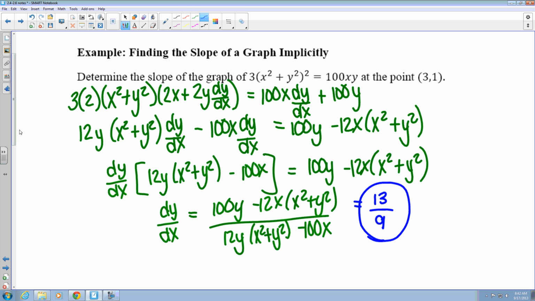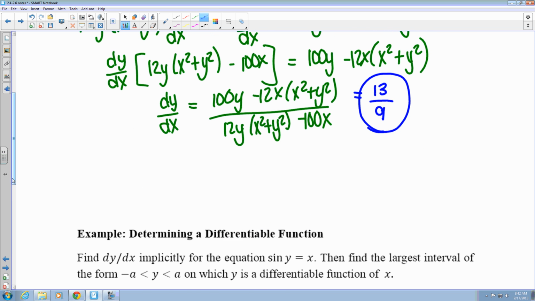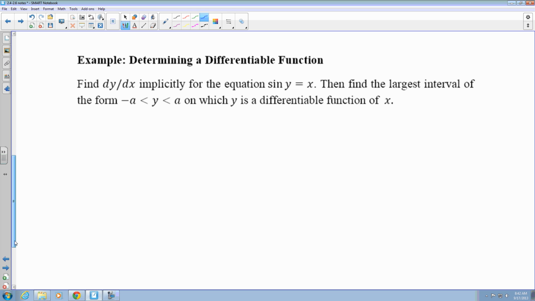Same thing, just trying to find the slope. You actually could simplify dy dx a little bit, but if they were solving for dy dx, you would want to simplify. Because we were just trying to find the slope, you can just plug in the numbers whenever you have something that's easy to work with, which I think we were at that point.